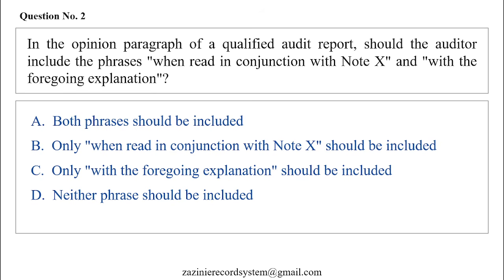Question number 2. In the opinion paragraph of a qualified audit report, should the auditor include the phrases, when read in conjunction with Note X, and, with the foregoing explanation? Letter A, both phrases should be included. Letter B, only, when read in conjunction with Note X, should be included. Letter C, only, with the foregoing explanation, should be included. Letter D, neither phrase should be included.